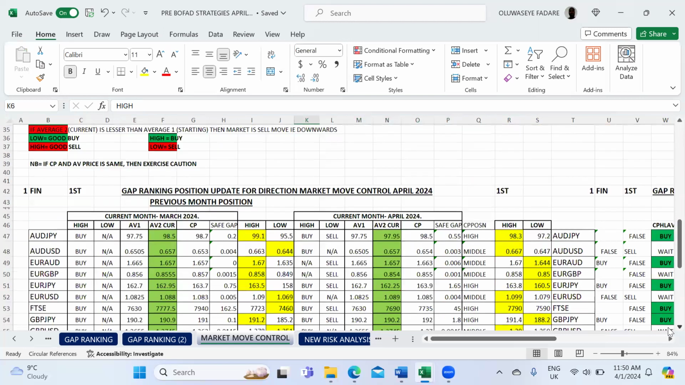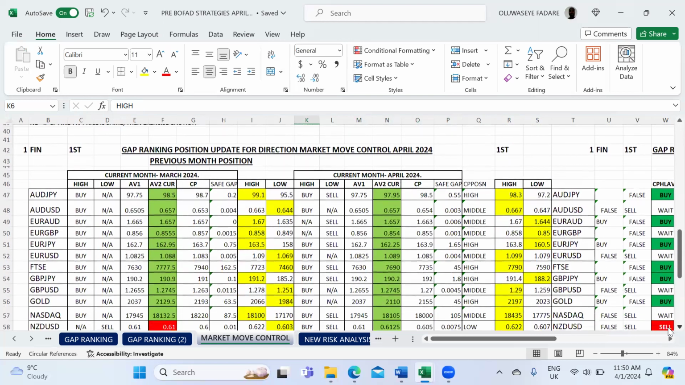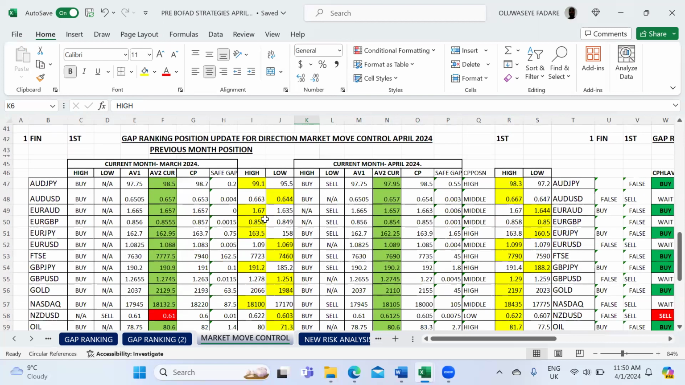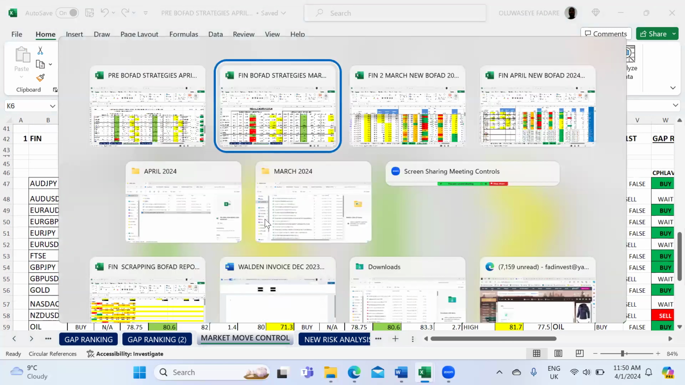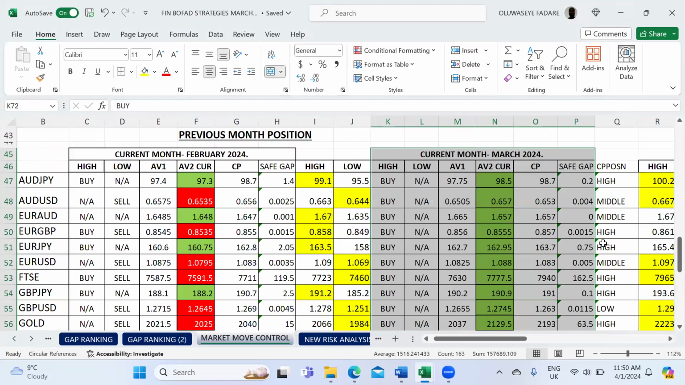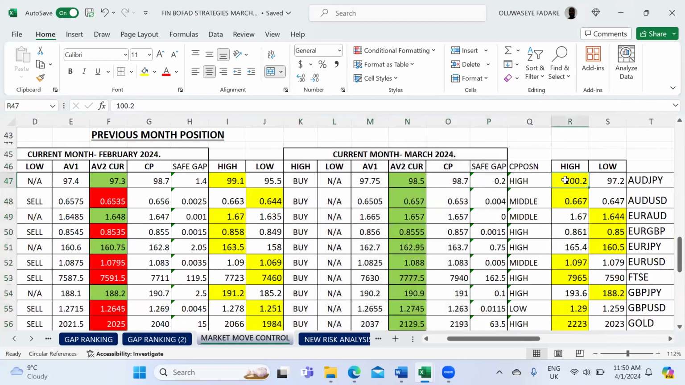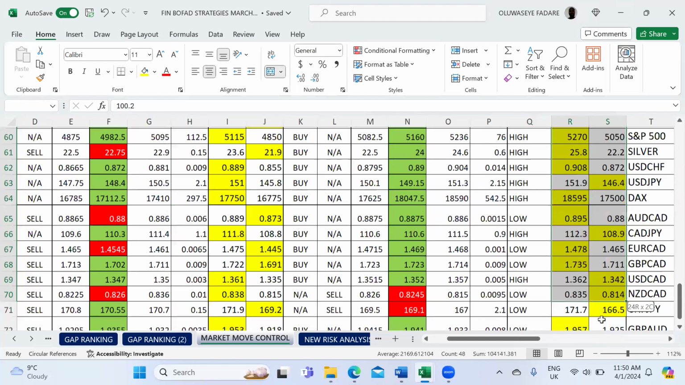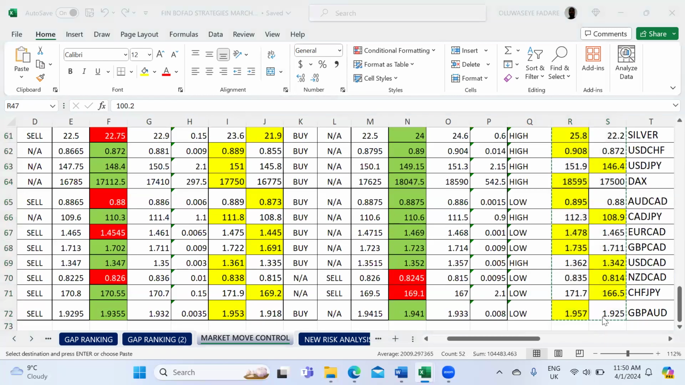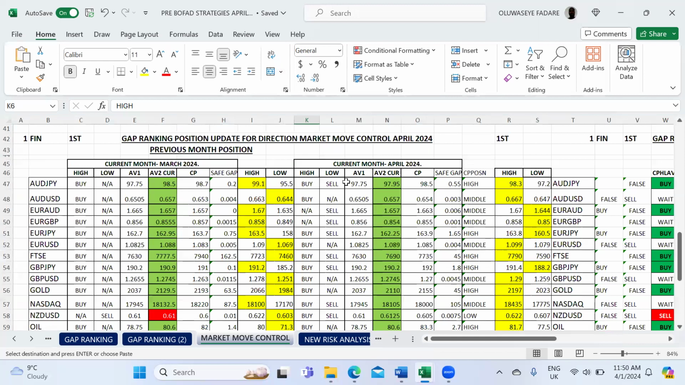So let's copy also the highest price and the lowest price for March as well, so that we'll get a better update. We copy that and paste here for the previous month. So this will now be for the March-April update from now on. So that's the rule.